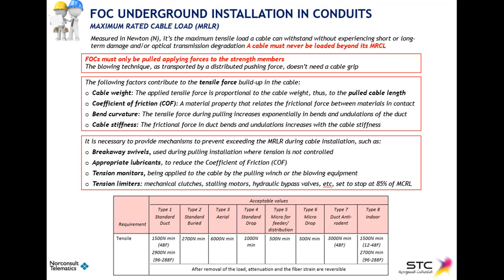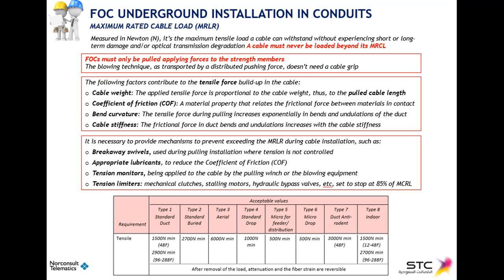So what techniques can you use to make sure that all the previous factors are kept under control? You have down here in the next table the techniques that you have to use. The first of them is the breakaway swivels. Breakaway swivels are used during pulling to control tension, and we will see later on how they are engineered and how they work. Appropriate lubricants reduce the coefficient of friction, obviously by lubricating the cable.